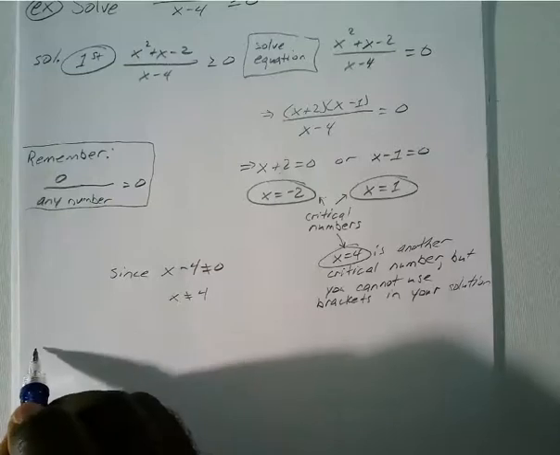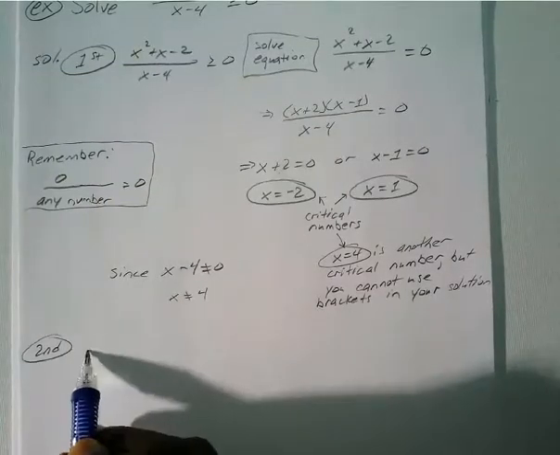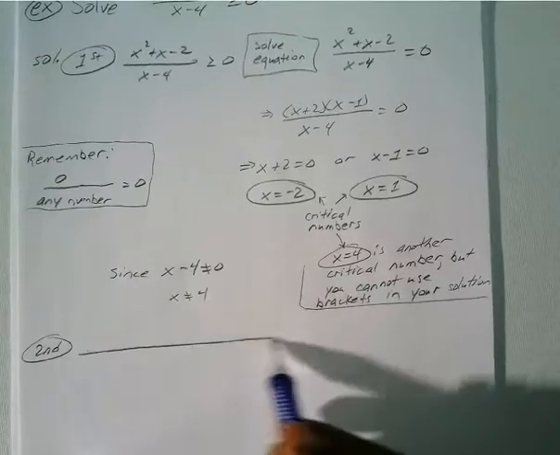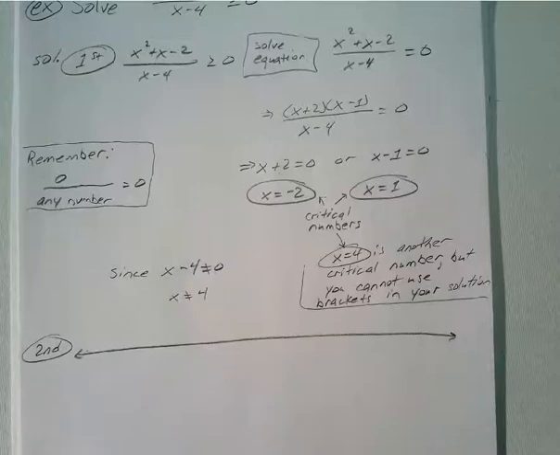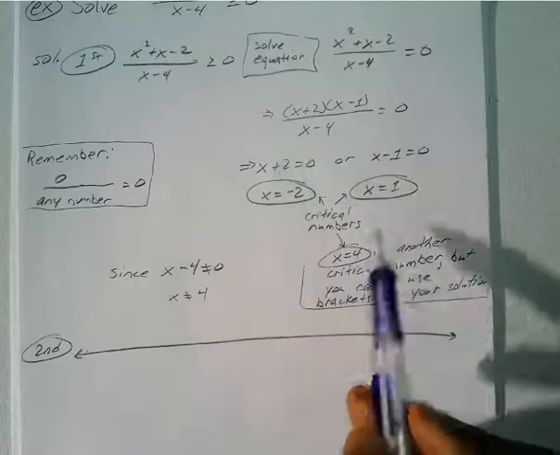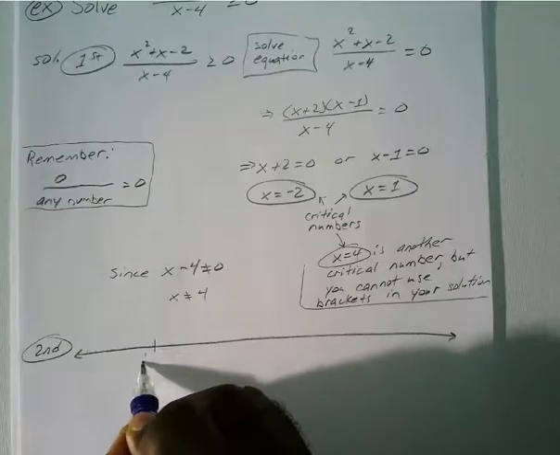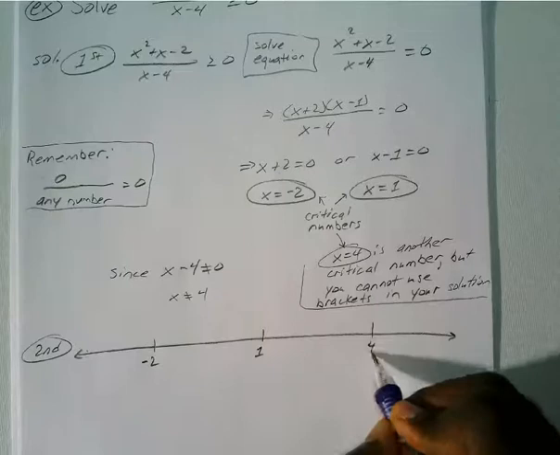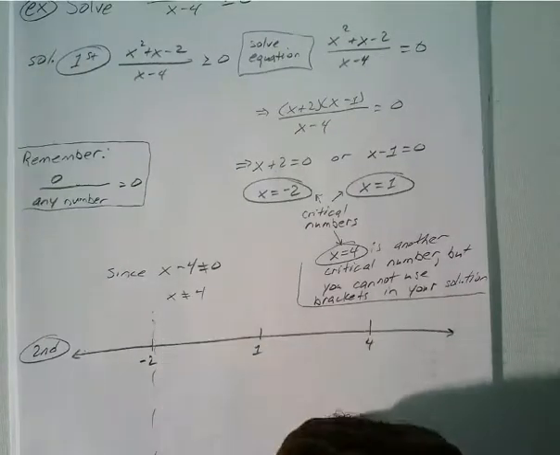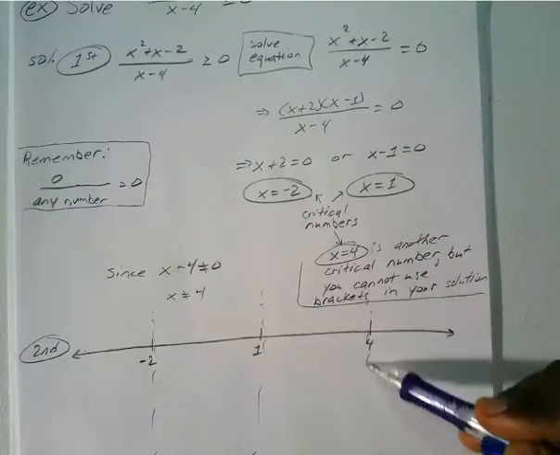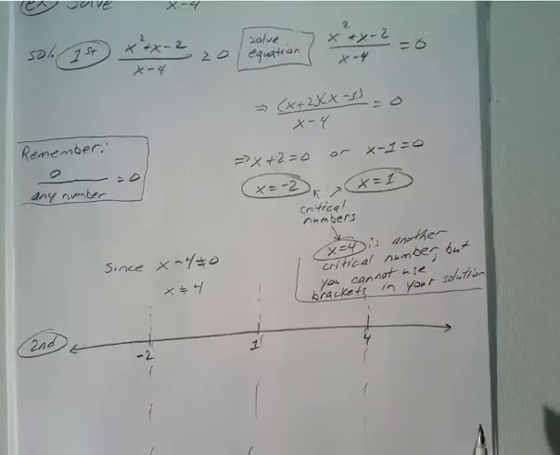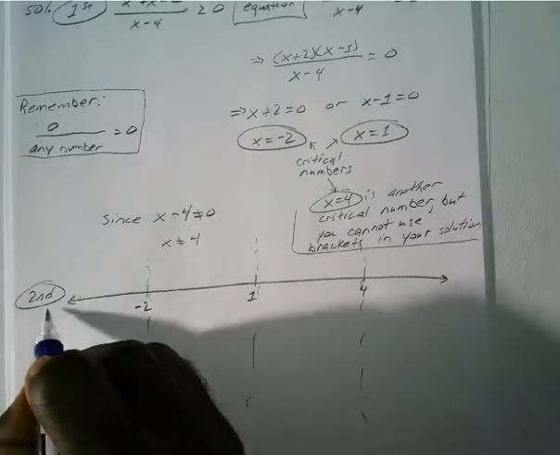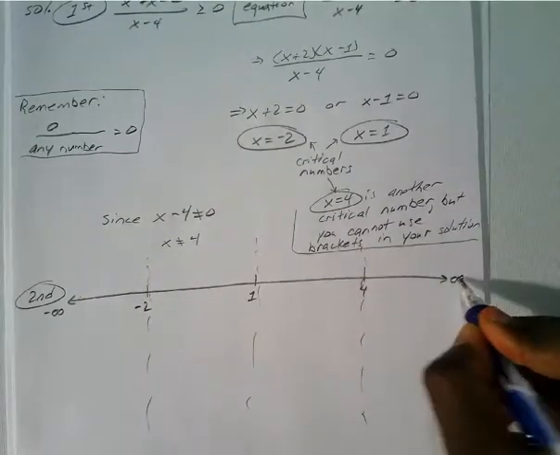Now we go to our second step, which is our number line. Let me separate that a little bit. We have -2, 1, and 4. And just like the quadratics, you draw a little dotted line. This goes from -infinity to +infinity.